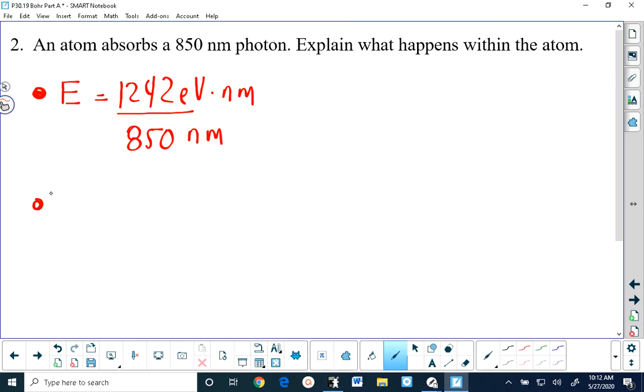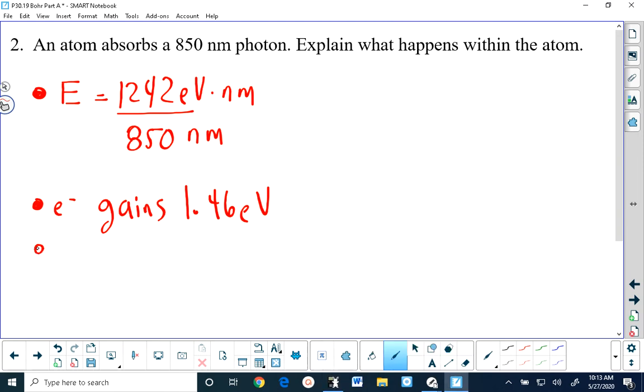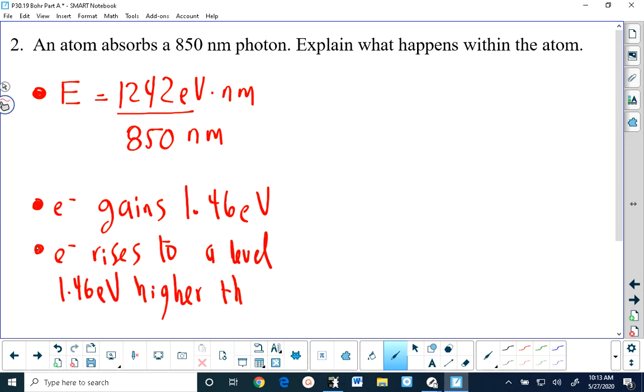So what happens in the atom is the electron gains 1.46 eV, which means the electron rises to an energy level 1.46 eV higher than where it started.